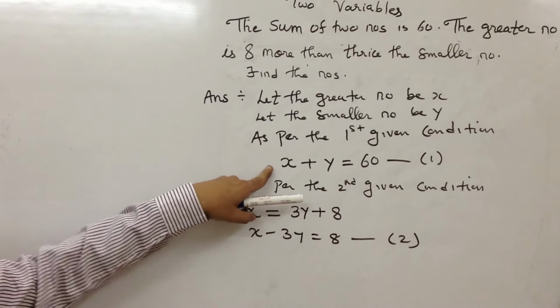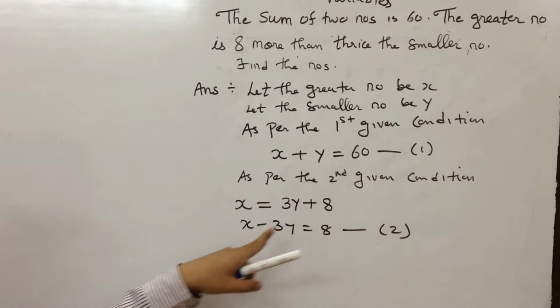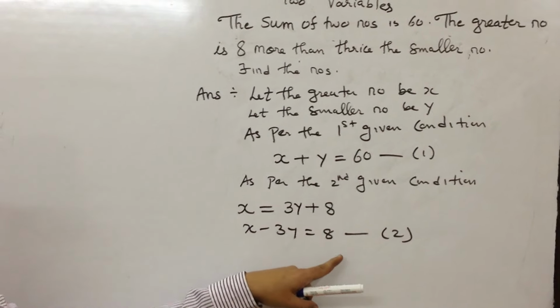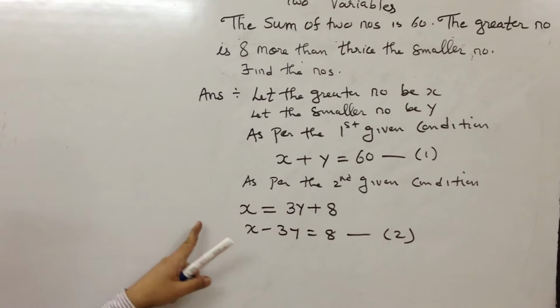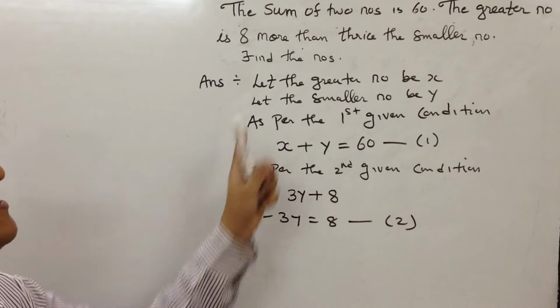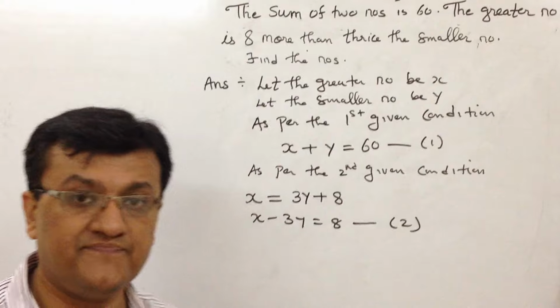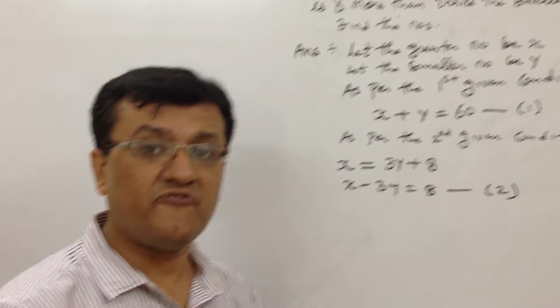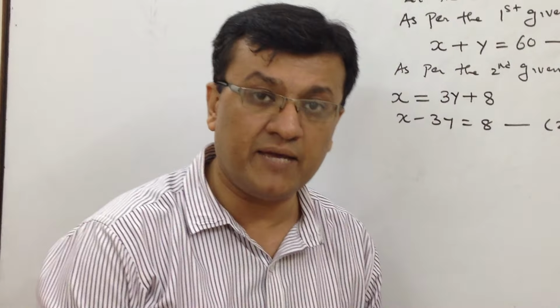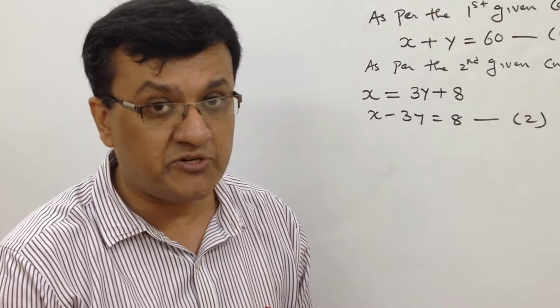The first equation is x plus y is equal to 60. The second equation is x minus 3y is equal to 8. We need to solve them simultaneously, and that's why we even call two-variable equations simultaneous linear equations. Mind you, I am not focusing right now on what a linear equation with one variable is. I am not giving you basic concepts related to that, nor making you understand the general expression for it.